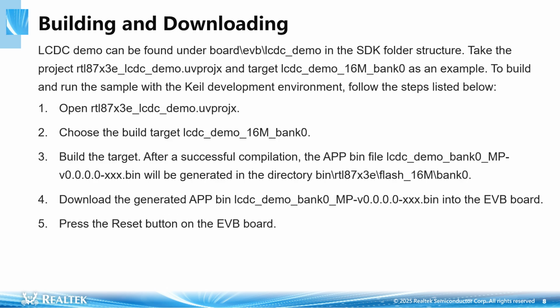The following is an introduction to the compilation and download methods of LCDC demo. Taking the LCDC demo of RTL87X3E as an example. First, open the LCDC demo project file of RTL87X3E, then select and compile the corresponding target. When the compilation is successful, the app bin file will be generated. Download the app bin and resource bin to the EVB board, and finally press the reset button, and the LCDC demo application will start running. For detailed steps, please refer to the SDK online documentation.